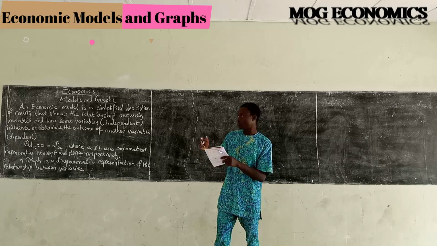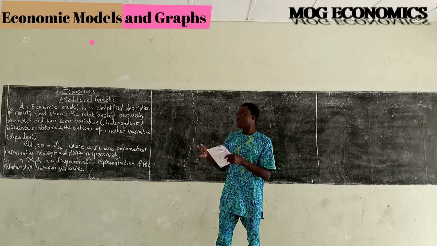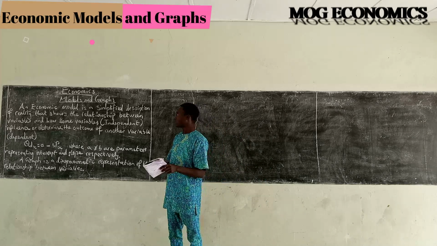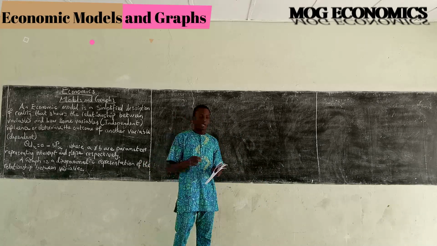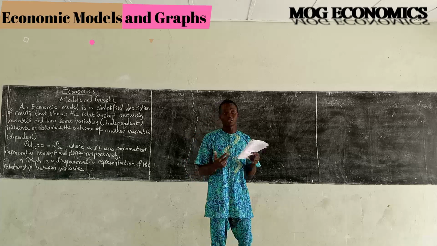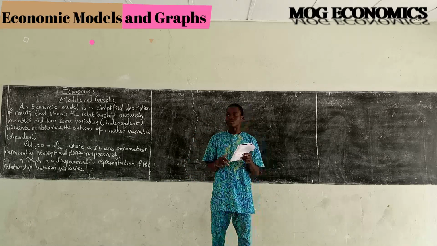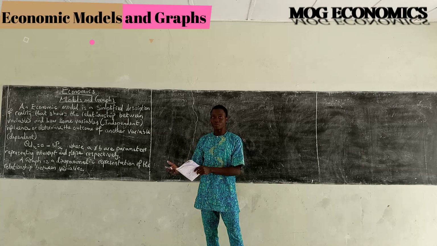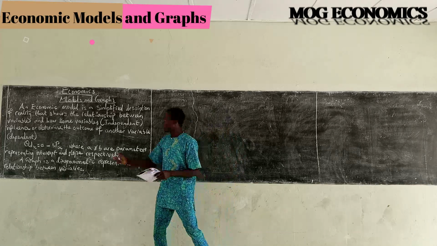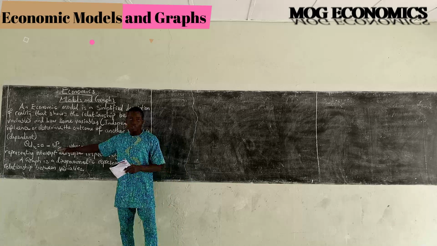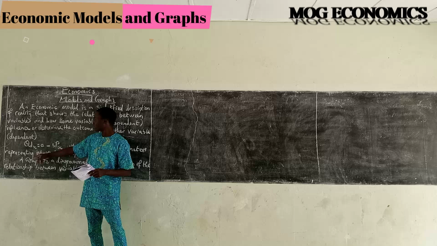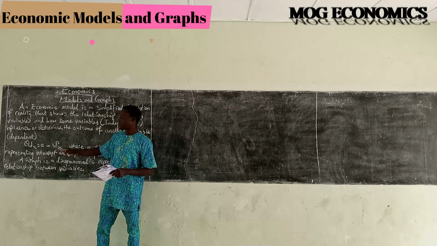Let me explain this. When we say an economic model is a simplified description of reality, we have a phenomenon that we are trying to talk about, and there are so many factors that can influence the result of that phenomenon. That is why I have a demand model on the board, which simply states that the quantity demanded of commodity X is a function of its price.